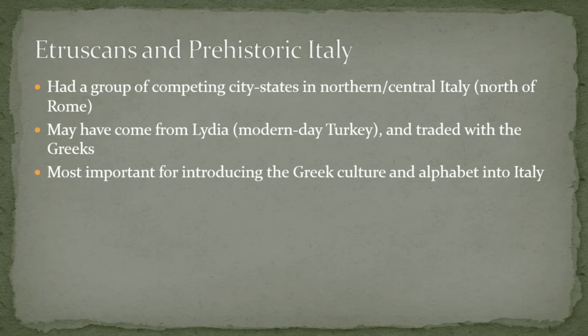But what is important is that this is when the Greek alphabet and culture was introduced into Italy, which is, again, important because, where did my mouse go? So we can start getting written record. So history can actually start for us.